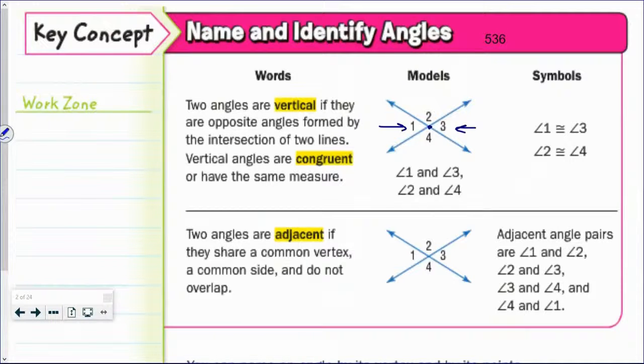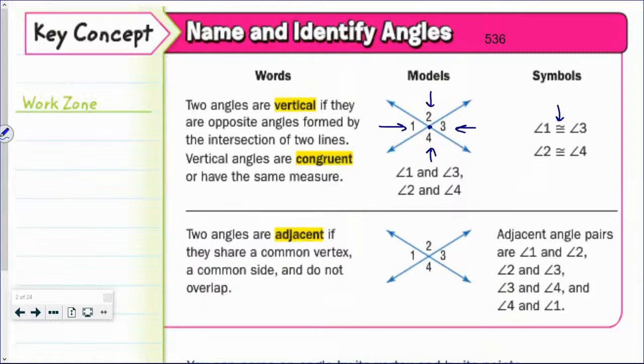So angle 1 and angle 3 are also congruent because they are vertical angles. See this symbol here? It's an equal sign with a little squiggly above it. That's how we show congruent. So you can also see that angle 2 is congruent to angle 4. That's because that is another pair of vertical angles. See how angle 2 and angle 4 are straight across from each other. They're kissing each other, and they are the same size and shape. So they are vertical angles, and therefore they are congruent.